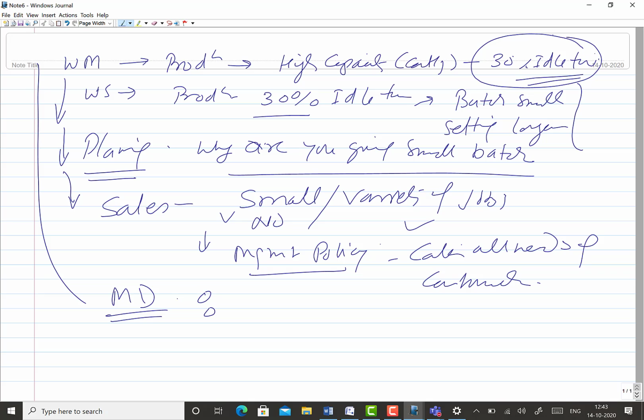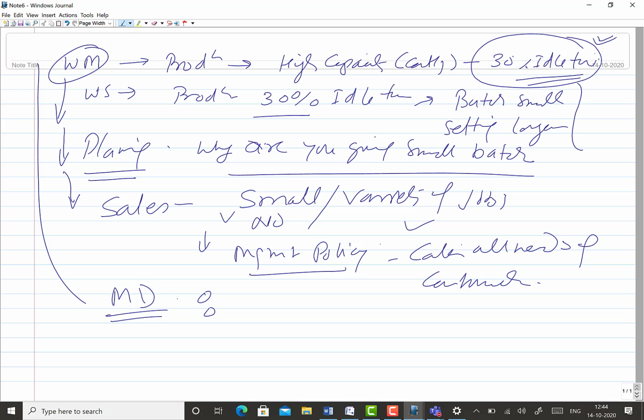So the point is, whenever work measurement is done, the idle time is highlighted, its area is highlighted, and when that area is highlighted, obviously the blame game will start, and once discussions start, something will be done to reduce or eliminate the idle time.